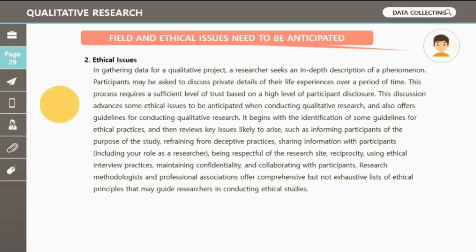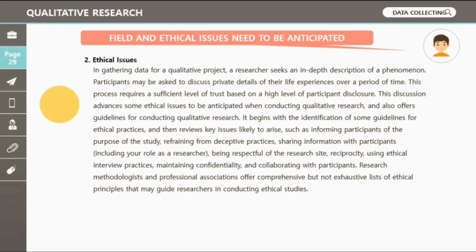In gathering data for a qualitative project, a researcher seeks an in-depth description of a phenomenon. Participants may be asked to discuss private details of their life experience over a period of time. This process requires a sufficient level of trust based on a high level of participant disclosure. This discussion advances some ethical issues to be anticipated when conducting qualitative research and also offers guidelines for conducting qualitative research.